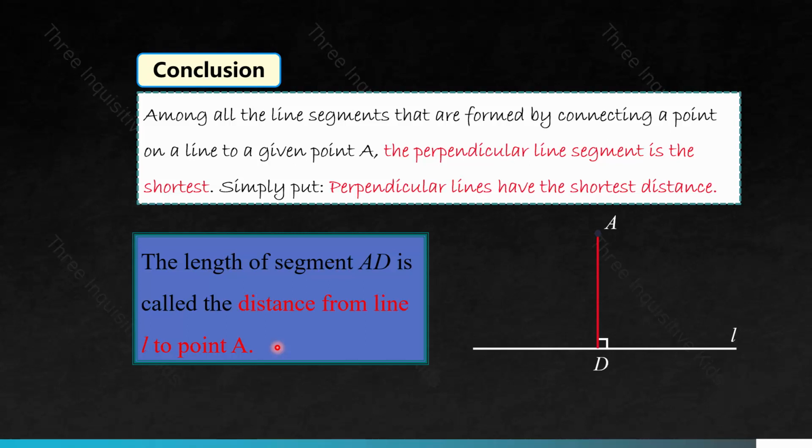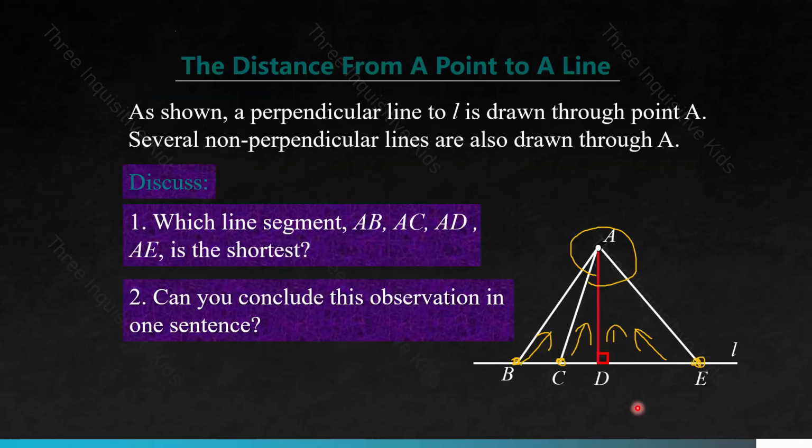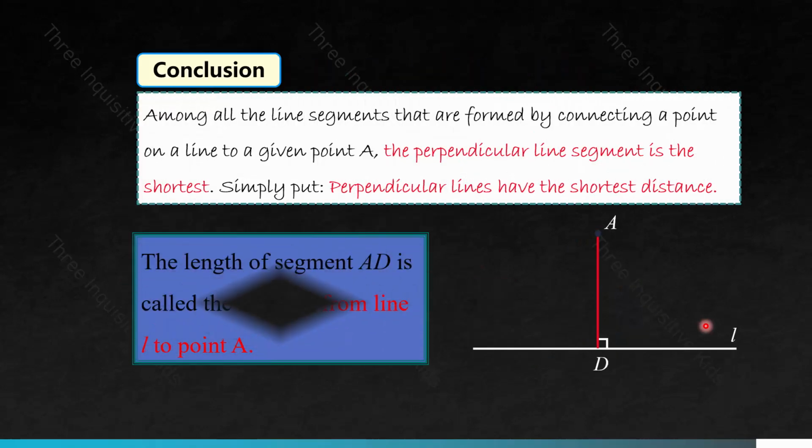The length of line segment AD is called the distance from the line L to point A. So if I were to say, what is the distance out of all of these line segments from point A to line L, you would say line segment AD. AD, because it is a perpendicular line, would mean it is the distance. This distance is always the shortest way to get from one point to a line.